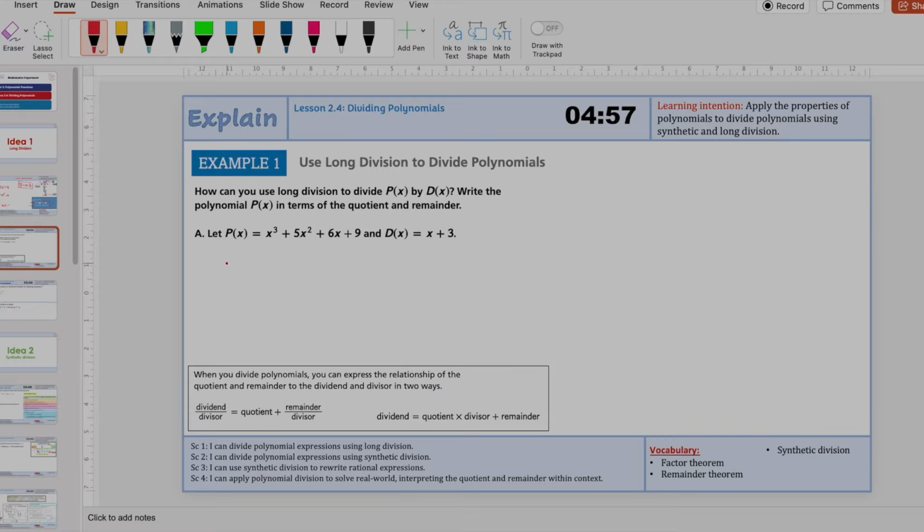Let's go into an example with dividing polynomials. How does it work? Let's see. So dividing polynomials with long division, you have to know which one is your dividend, which one is your divisor. Usually the long polynomial is the dividend and the short one is the divisor, okay? So just start with a long division sign. Inside we put the dividend. It's basically x to the power of 3 plus 5x squared plus 6x plus 9, divided by the divisor, which is x plus 3.